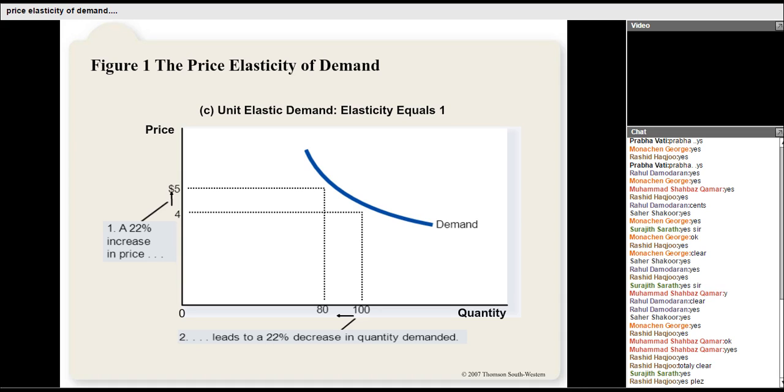So what is unit elastic demand? That is the midpoint of elastic demand and inelastic demand. In inelastic demand, when you change the price, demand will not change. In elastic demand, when you change the price, the demand will change severely. But in unit elastic demand, when you change the price, the demand will change, but to some extent. So that's why it remains 1 or near to 1. So the unit elasticity is basically the middle of elasticity and inelasticity of demand. You got my point?